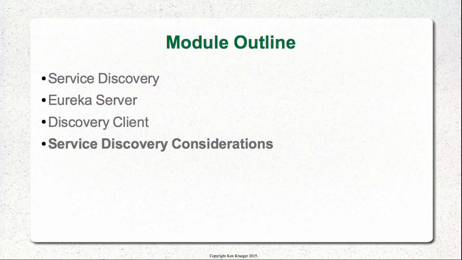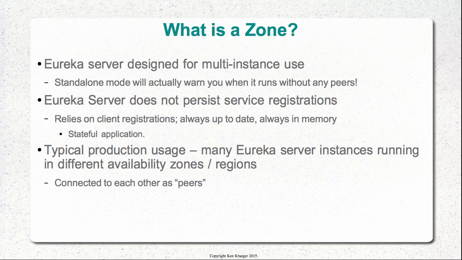Okay, so now let's think about some considerations here. One thing you're going to hear a lot about, especially when you read the reference documentation, is a reference to things we call zones. Now, the Eureka server is intended for multi-instance use. And as I've mentioned, when you run in standalone mode, it will warn you if it can't find any peers. And that's exactly what those two properties were about, to disable the registration.